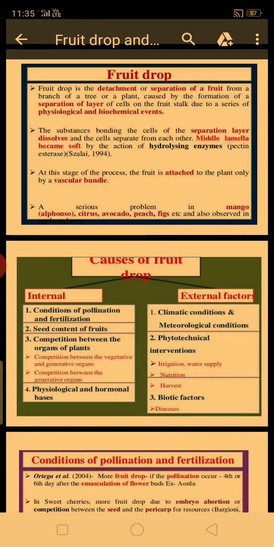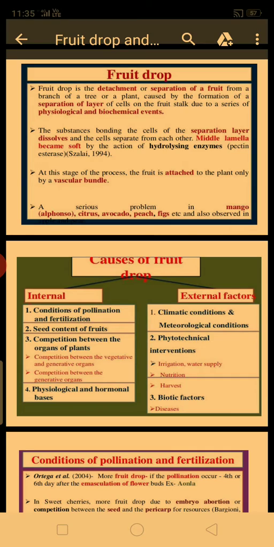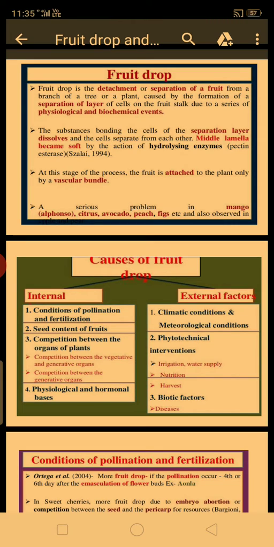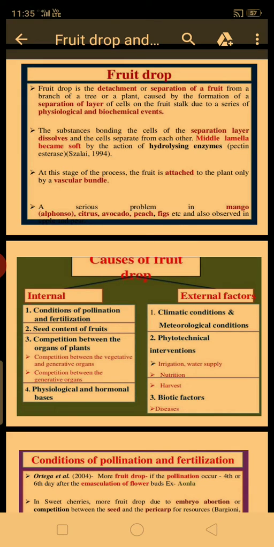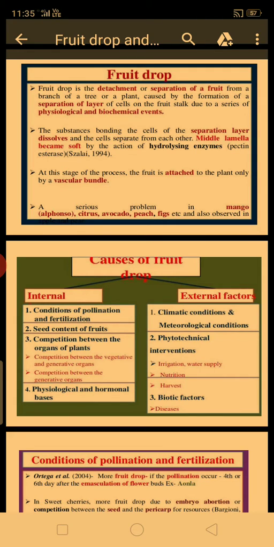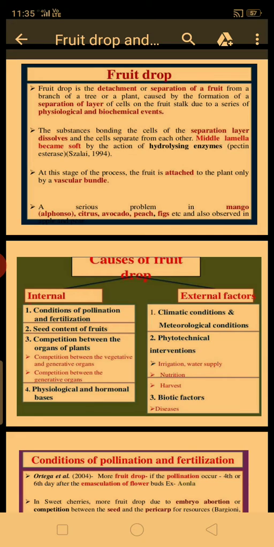Come to the next, competition between the vegetative and generative organs. The distribution of photosynthate should be balanced and managed between the vegetative and generative organs. This is a very important slide. You can see slide number 8.